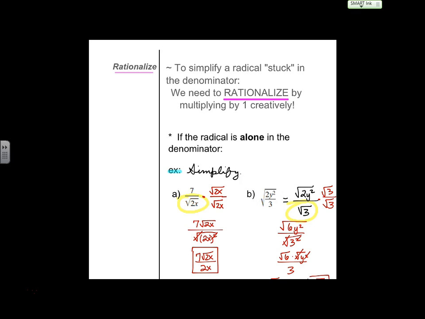To rationalize, we have to multiply top and bottom. Josh, please. Thank you. In order to rationalize, we need to multiply top and bottom by, if the radical is alone, whatever's down there messing it up.